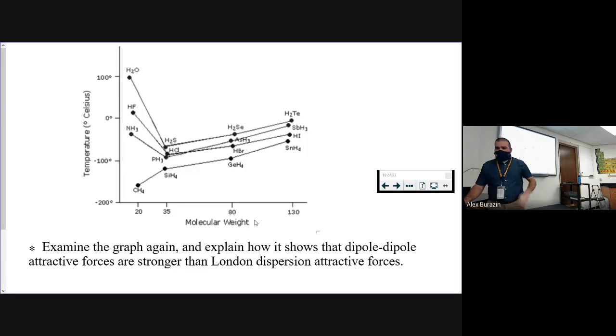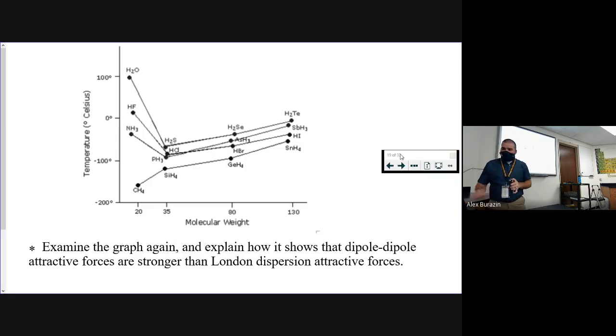Okay, back to the chart. So, how can this chart show us that dipole-dipole attractive forces, meaning the forces between polar molecules, are stronger than London dispersion? Okay, let me pick 2 examples and we'll go through this thought process as well.